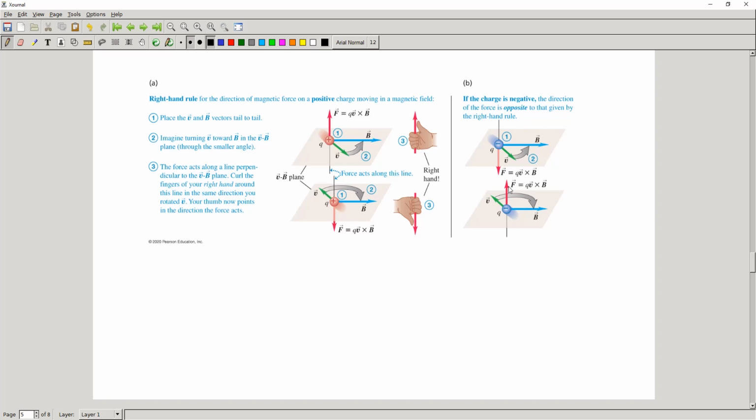And so the key things to remember are how to do this, and that it is the right-hand rule. Okay, so we're always going to be able to get this direction. It's always going to be perpendicular to the plane.